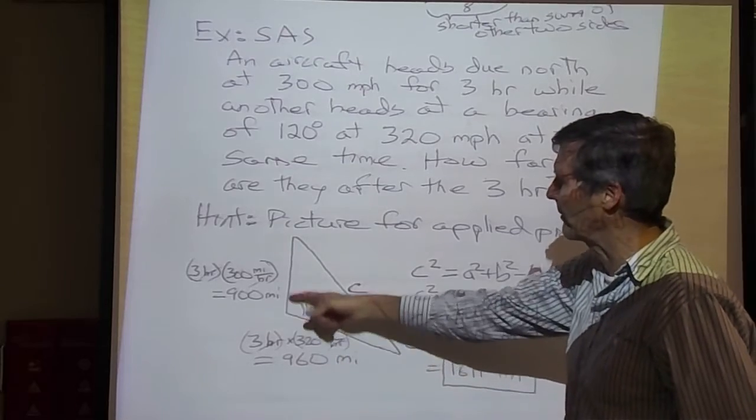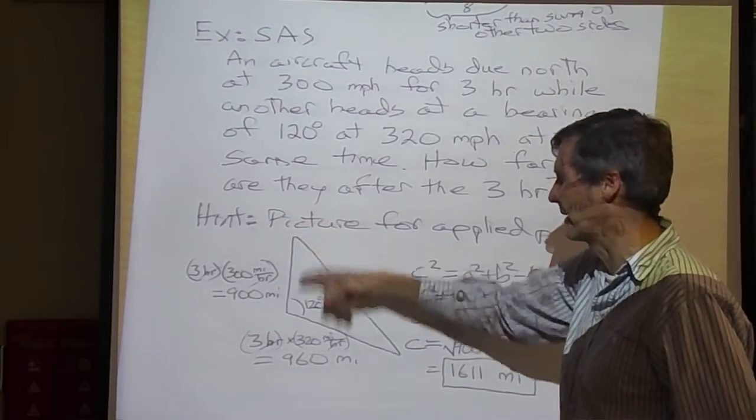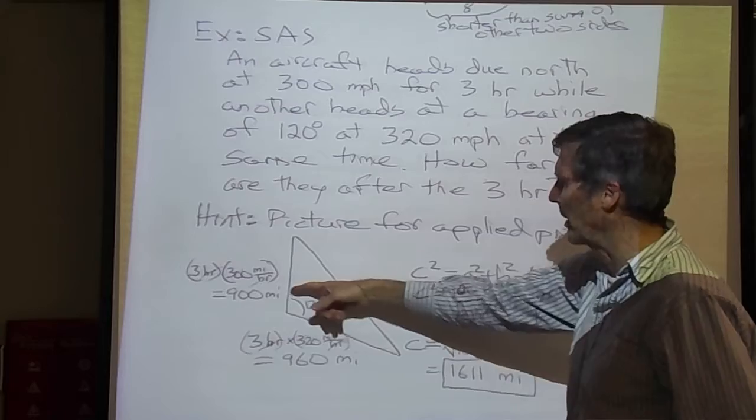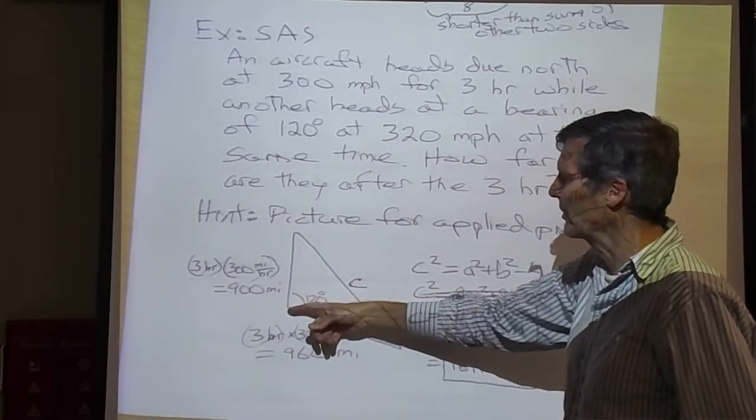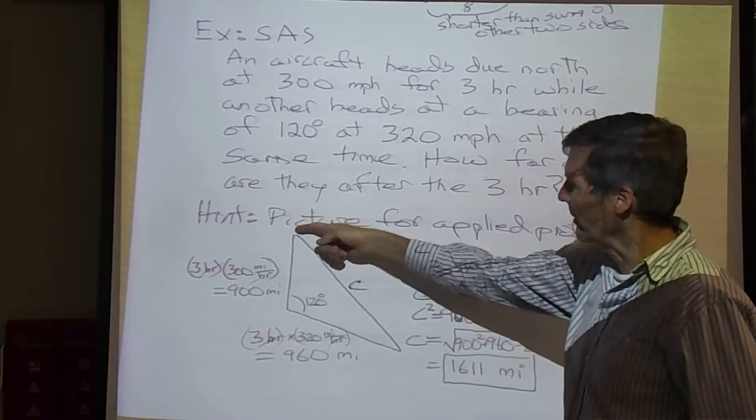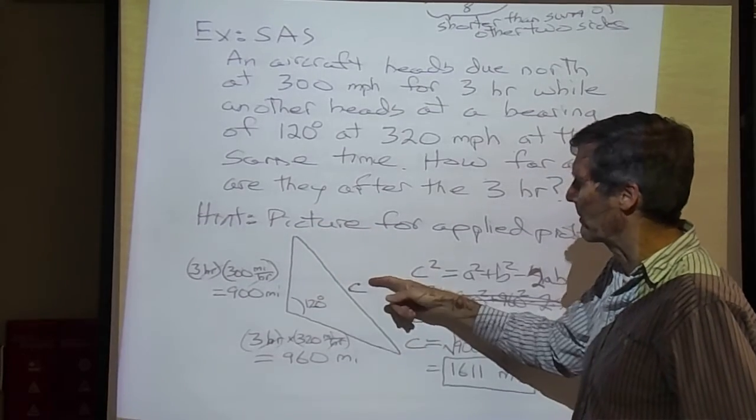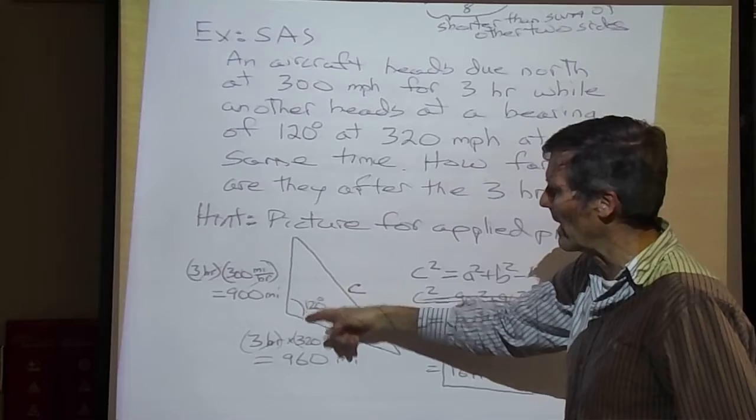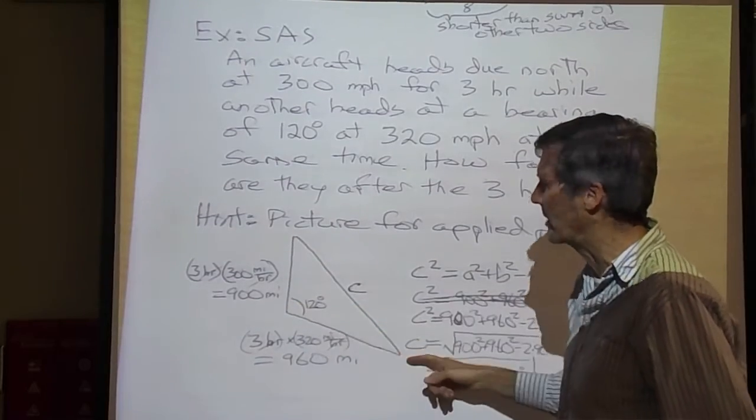So I draw the first aircraft going up this way, just put a little airplane here. The second aircraft going up here with 120 degrees between them, it says. This one heads at 300 miles per hour, this one at 320 miles per hour. I want to know how far apart they are, so I label what I want to find, C. I label the angle I'm given, and I label the 2 sides I know.